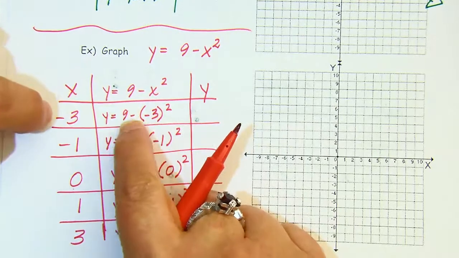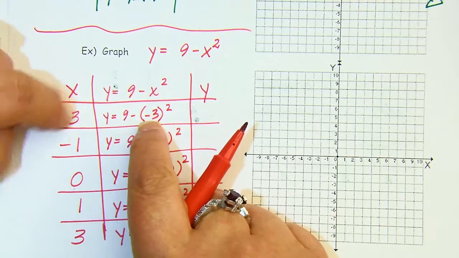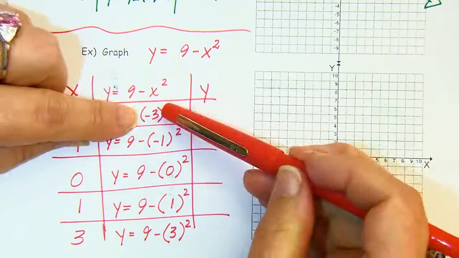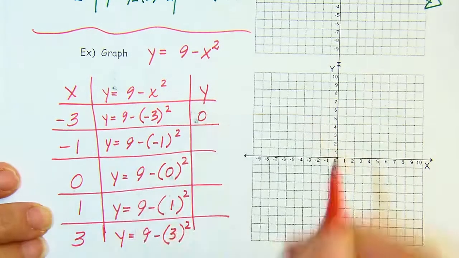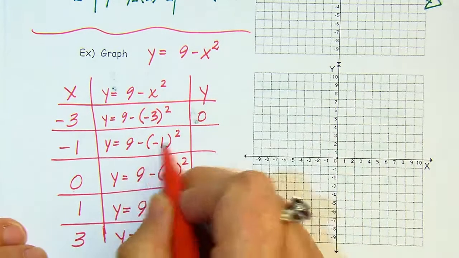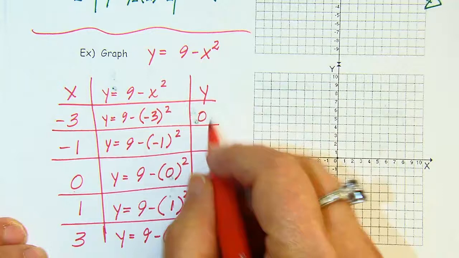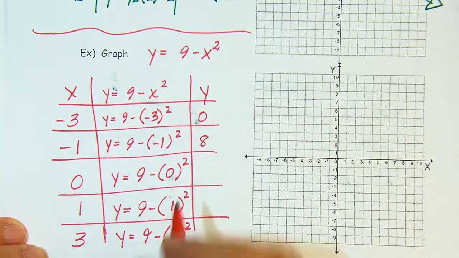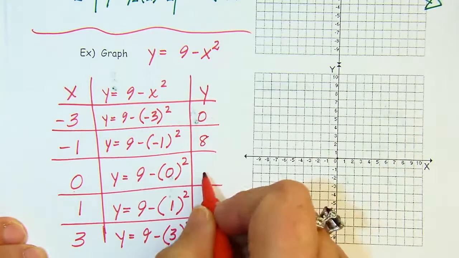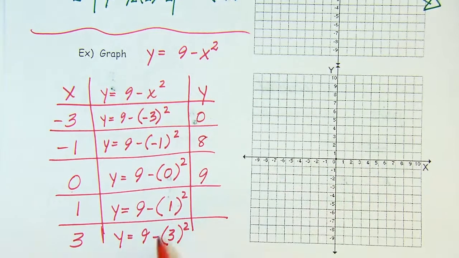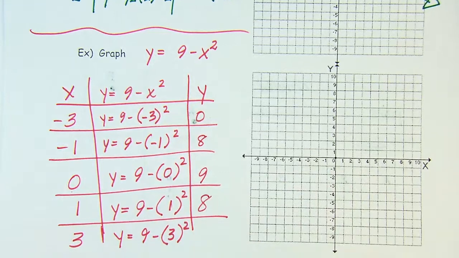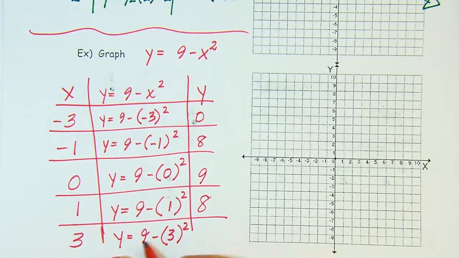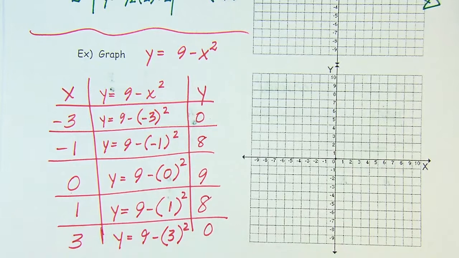I can't distribute that negative in there first. All right, so I'm going to square -3 and get +9. So this becomes 9 minus 9, or 0. Square -1 is +1. 9 minus 1 is 8. This is 9 minus 0, or 9. This is the same thing. This is 1. 9 minus 1, or 8. And then 3 squared is 9. 9 minus 9 is 0.